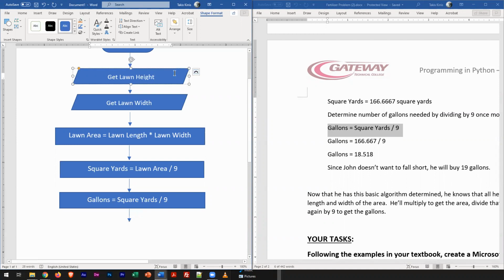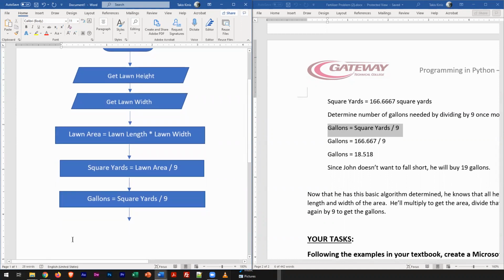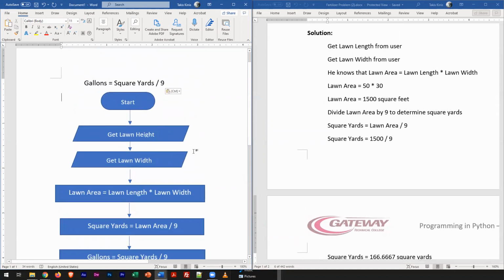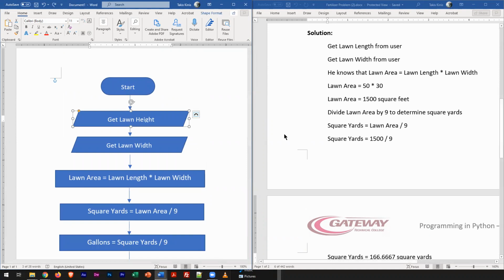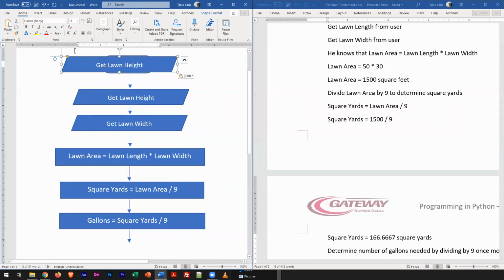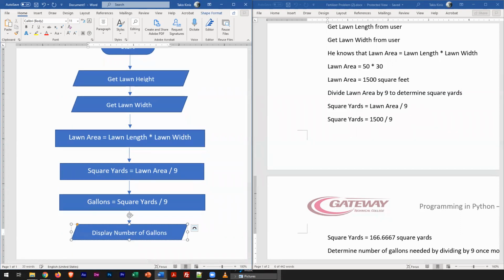So I can take one of these boxes up here, Control C, click off of it, Control V to paste. I think it went somewhere. Okay, maybe not. Let's try that again. Control C. Control V. Oh, I see. It's putting it way up at the top. We're going to move it to the bottom. And instead of saying get lawn height, what we're going to say is display number of gallons needed. And that's cutting off, so I got to make it a little bit bigger. There we go.